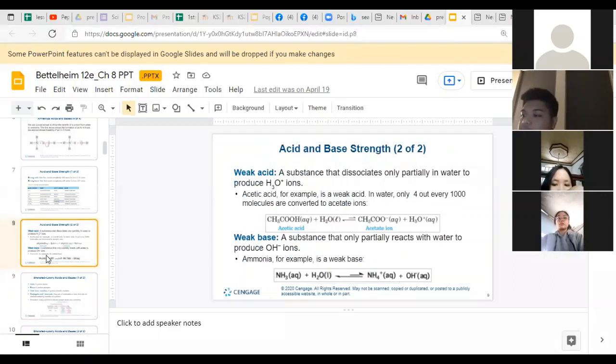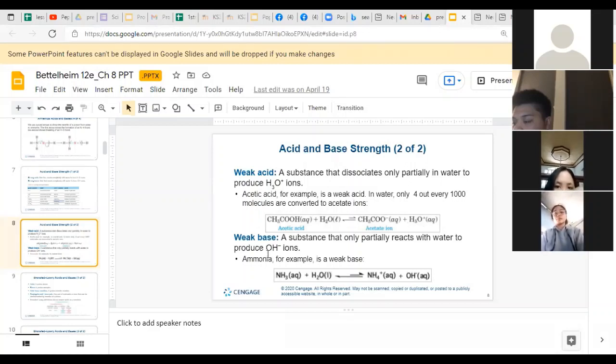Okay, so you have also weak acids and weak bases. That means in solution, they won't completely dissociate. Example of this is yung acetic acid sa vinegar. So out of 1,000 molecules, only 4 is converted to acetate ion. Apat lang sa 1,000 mag-create ng H3O+. So it's a weak acid.